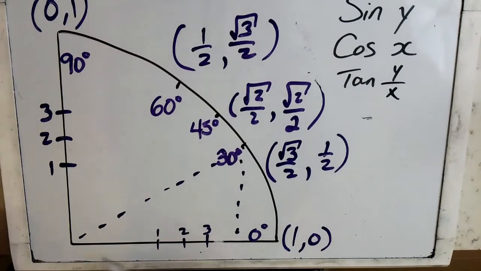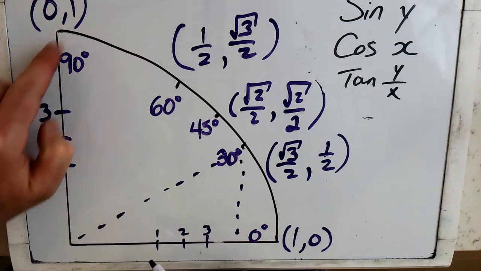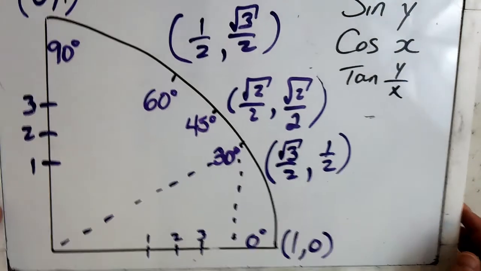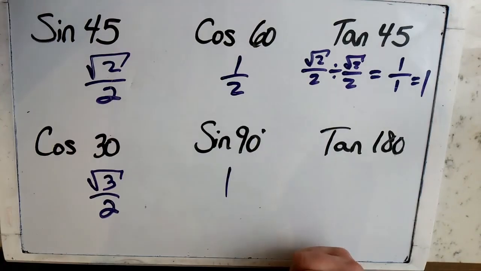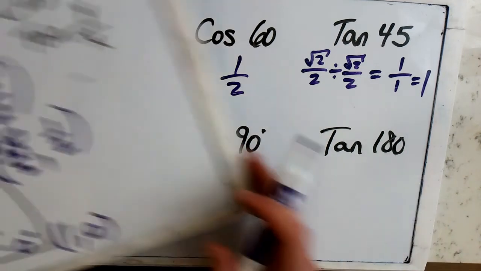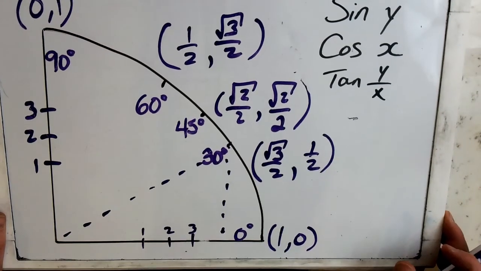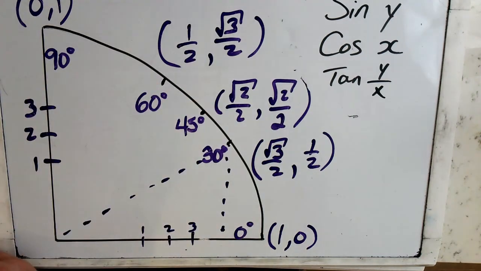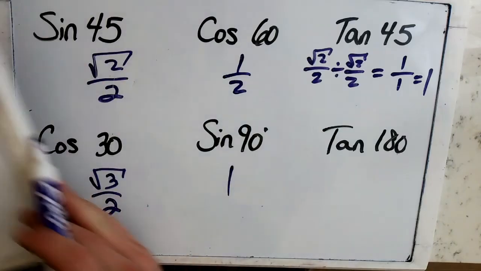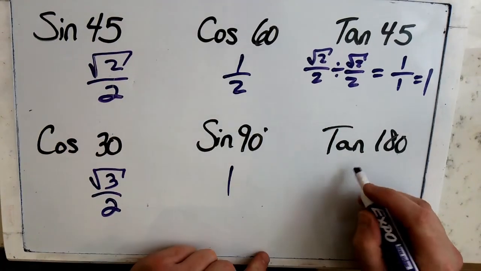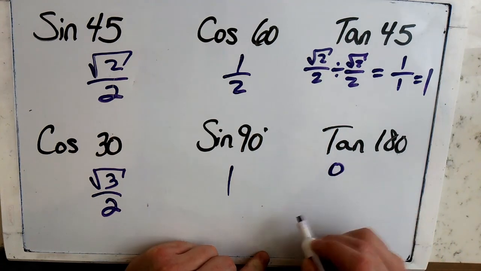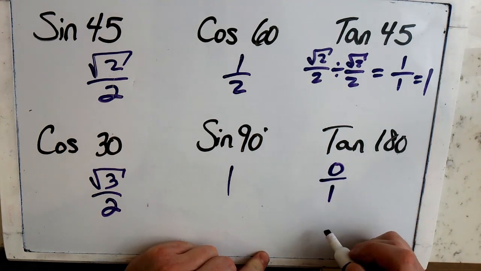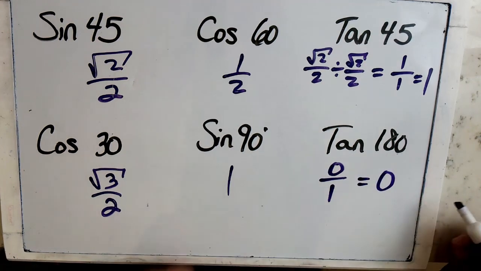Sine of 90. This one's a nice easy one. 90 degrees is up here. Sine is the y-coordinate, 1. And tan of 180, we haven't done anything past 90 yet, but basically 180 is over here. And the tan, the y-coordinate is 0. The x-coordinate is 1. So tan of 180 equals 0.